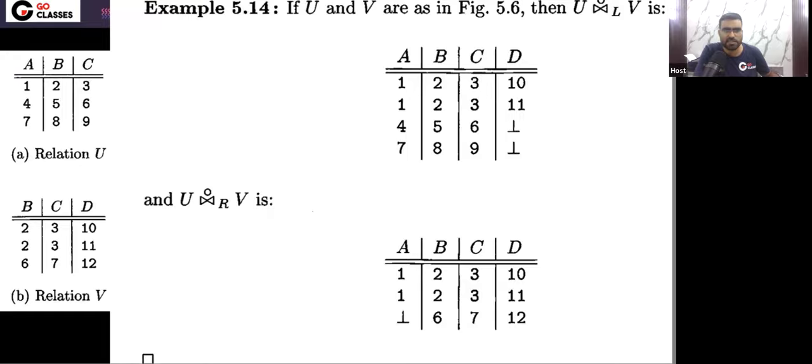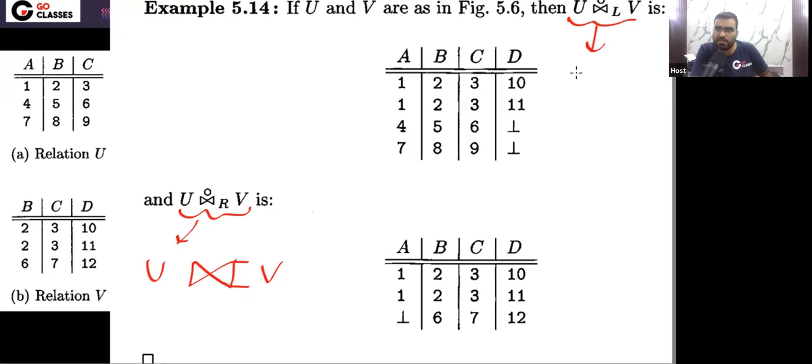Okay, let's see the next. What is this symbol? Tell me what this symbol is for. This is your right outer join. Yes or no? This is the right outer join. And remember, this L means left outer join. This is your left outer join.